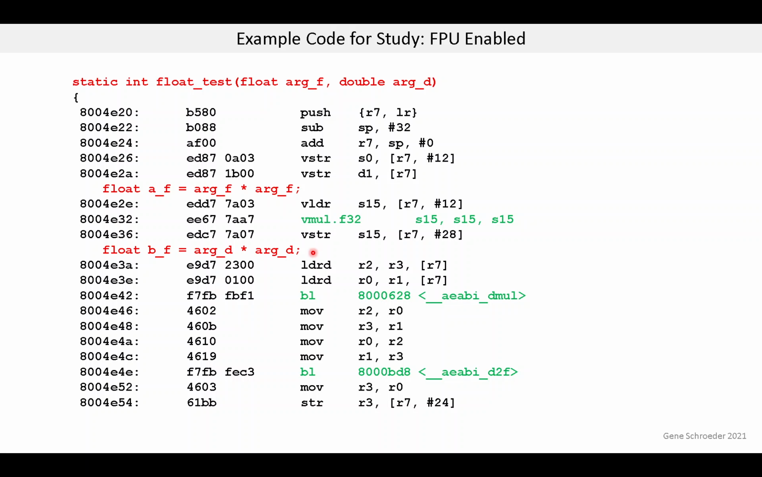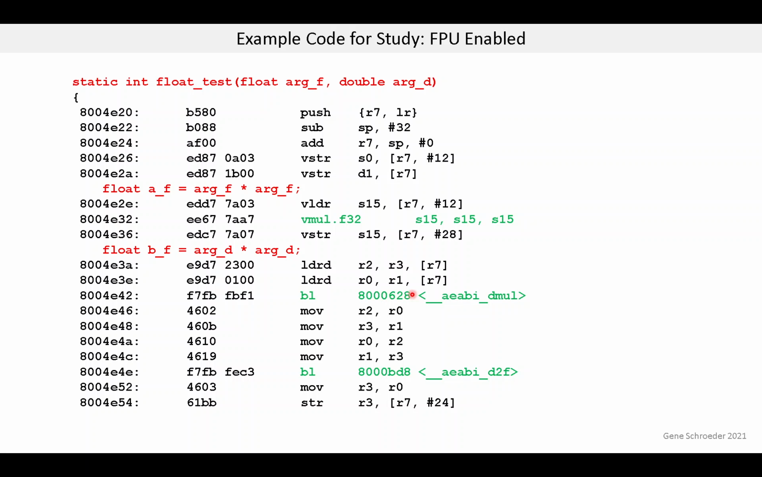So then the next line of code is multiplying argd by itself. You'll see argd is a double, but it's storing the result in a float. So the floating point unit can't do double precision. So this is going to have to be done in software. And that's this line of code here. BL stands for branch with link. And you'll see a bunch of those in this code. And you can just think of that as calling a function.